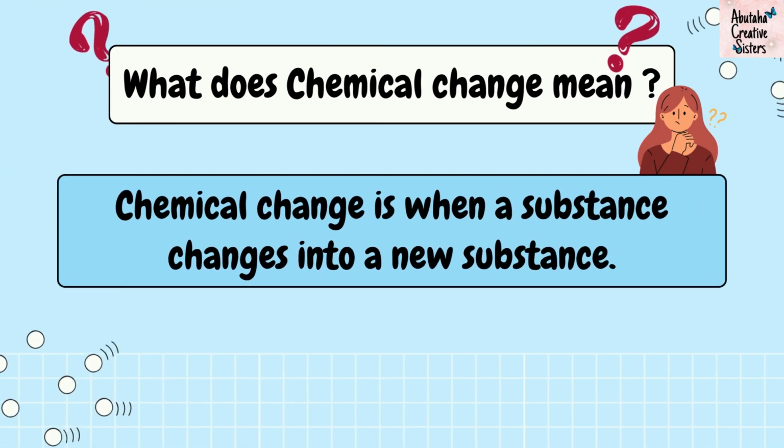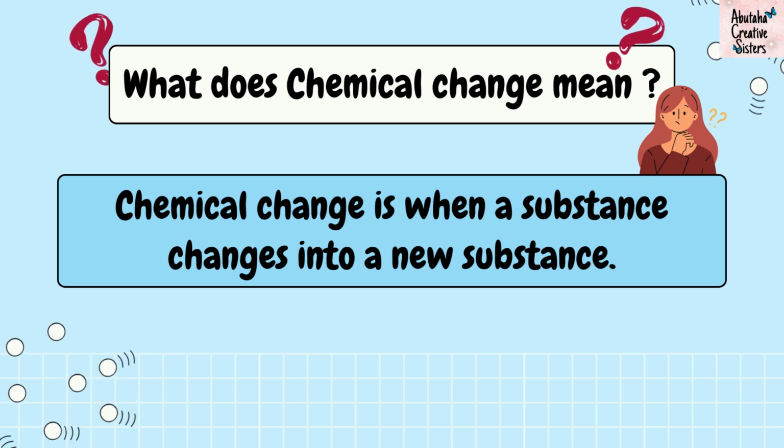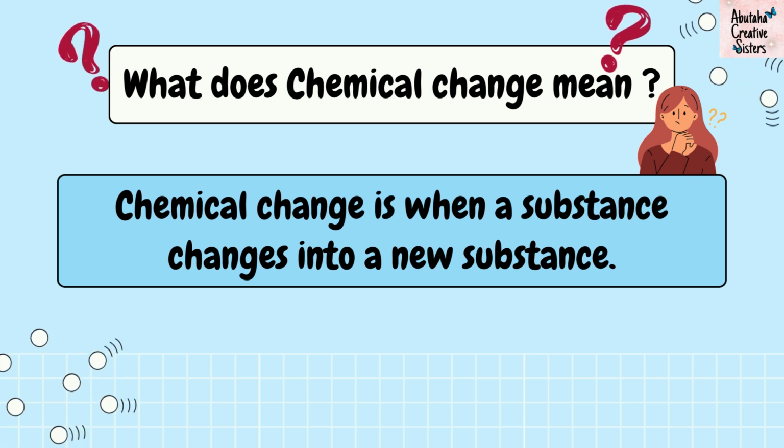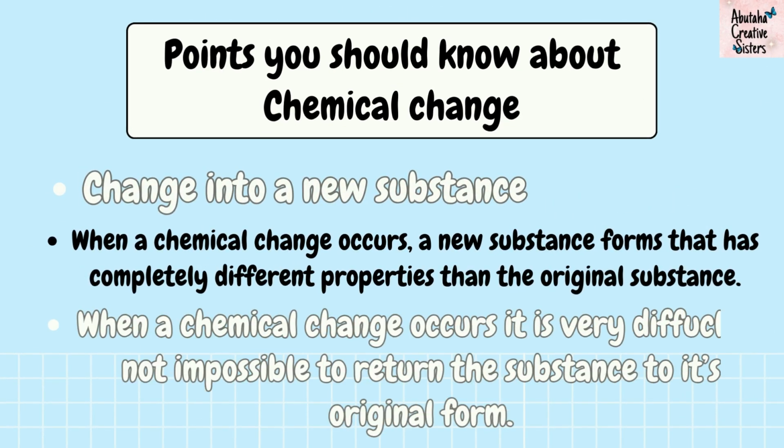What does chemical change mean? Chemical change is when a substance changes into a new substance. Points you should know about chemical change. Change into a new substance. When a chemical change occurs, a new substance forms that has completely different properties than the original substance. When a chemical change occurs, it is very difficult, if not impossible, to return the substance to its original form.